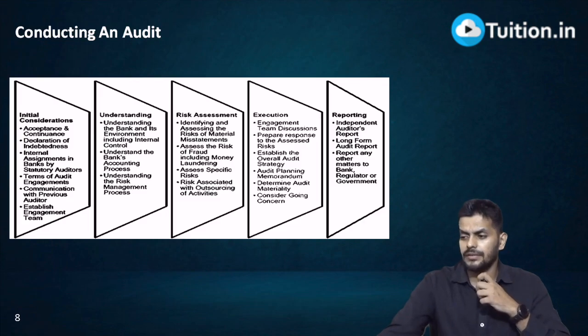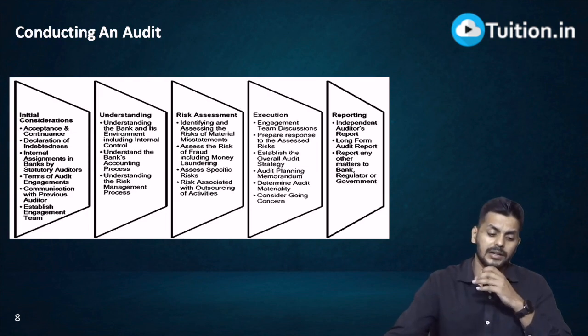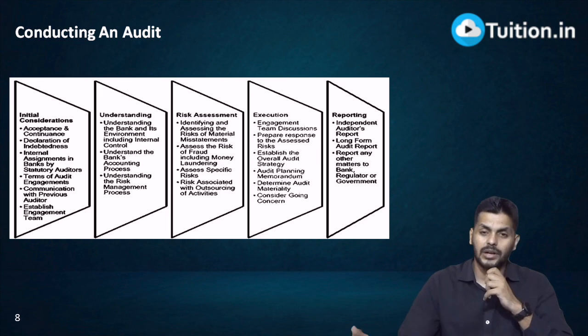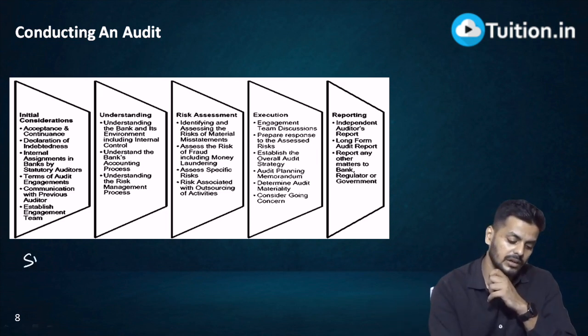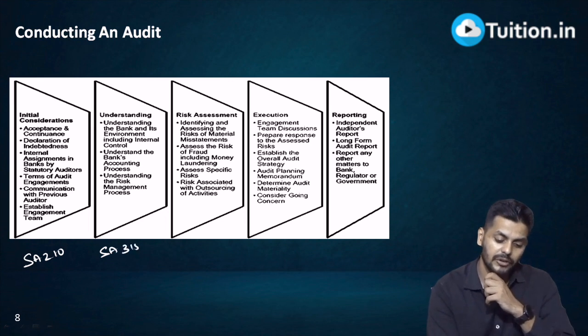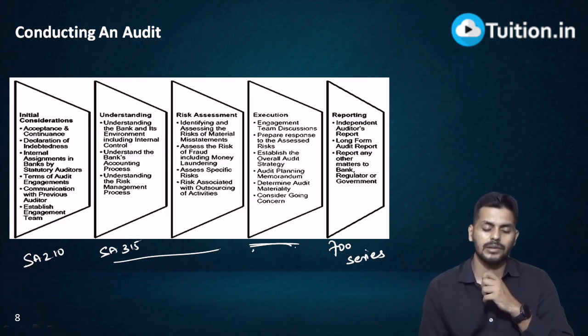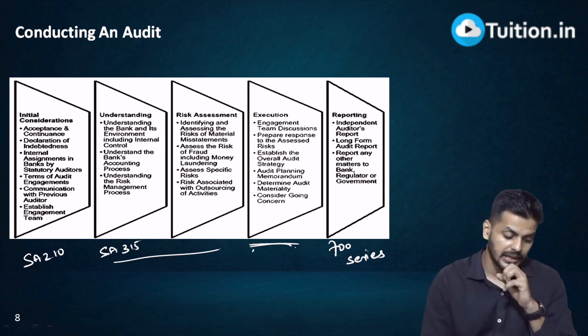Let's now move on. Here we are talking about how to go about conducting an audit. Again, I don't think the real problem is there. Standard number 210, on understanding the terms of audit engagement, SA 315 for the bank risk assessment and understanding of the bank's environment to execute that part of the audit. Then the 700 series where you are actually talking about reporting. So let's just have a quick glance at what the areas are.